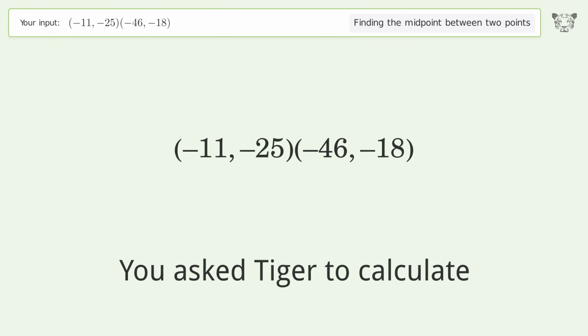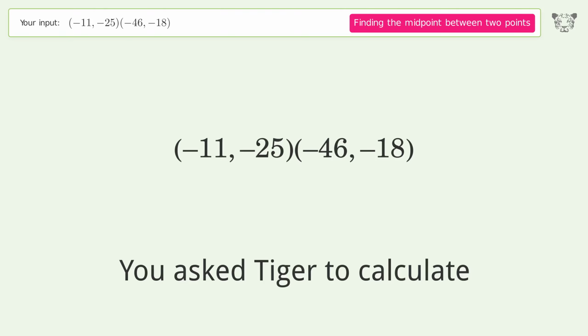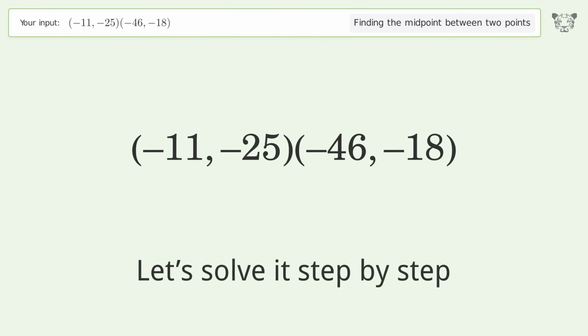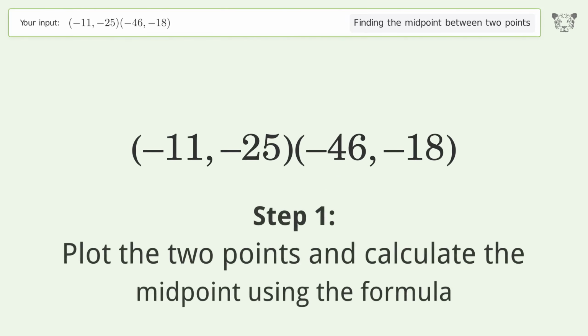You ask Tiger to calculate. This deals with finding the midpoint between 2 points. The midpoint between the 2 points is -28.5, -21.5. Let's solve it step by step. Plot the 2 points and calculate the midpoint using the formula.